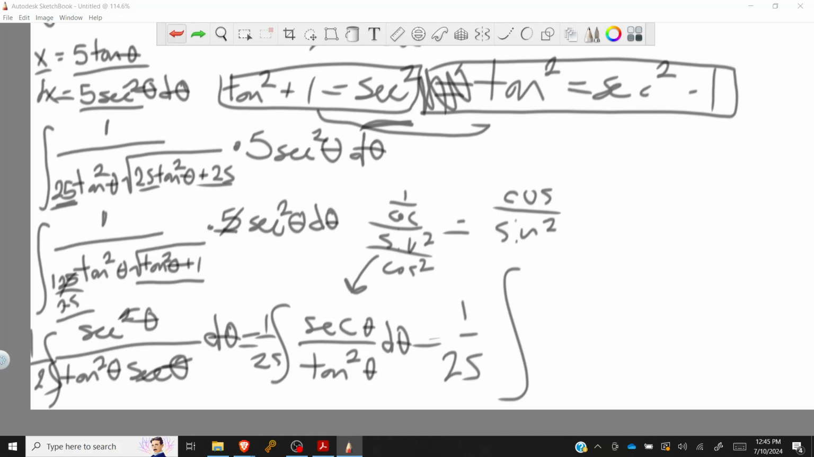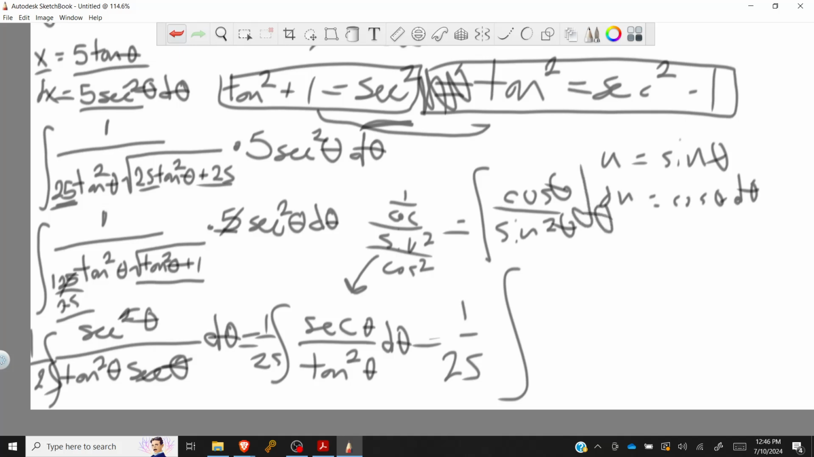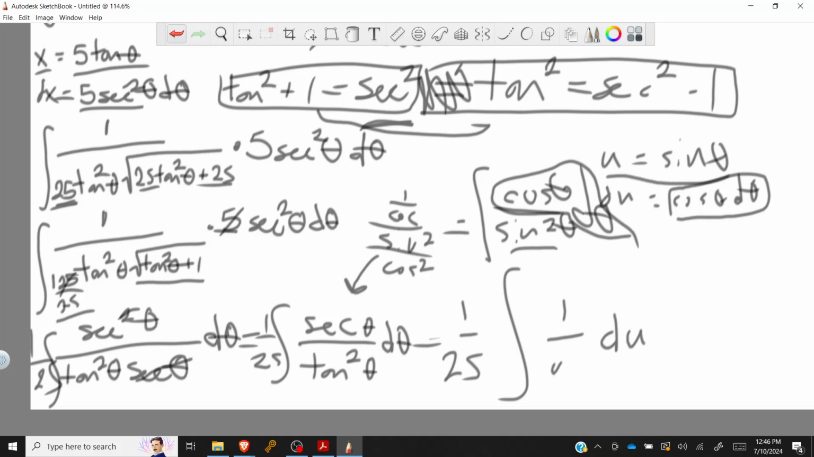These shouldn't be u's, these should be thetas. So if I do u equals sine, then du would equal cosine d theta. There's a d theta here. So that could break it down to this cosine d theta is this part. So we'd have our du, and then our 1 over u is sine, so u squared. And that looks like something that we definitely can integrate normally.